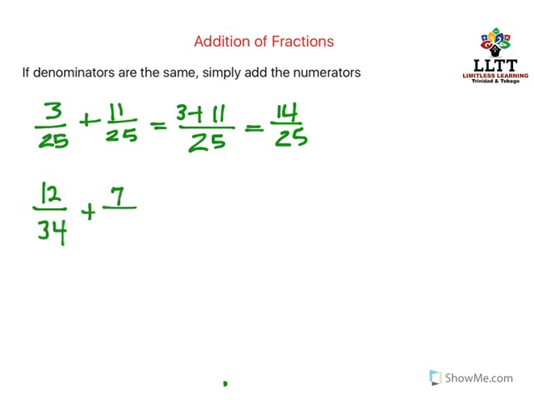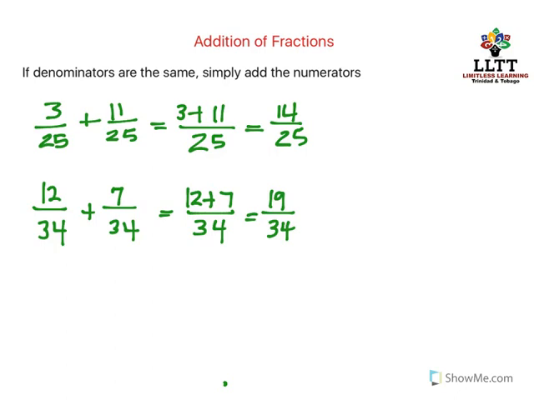plus 7 over 34, again, I look at my 2 denominators. They're both the same. That's great. I'm going to leave the denominator as is, and I'm going to add my numerators. So that's 12 plus 7, and 12 plus 7 is 19 over 34. So very simple for adding fractions if the denominators are the same.